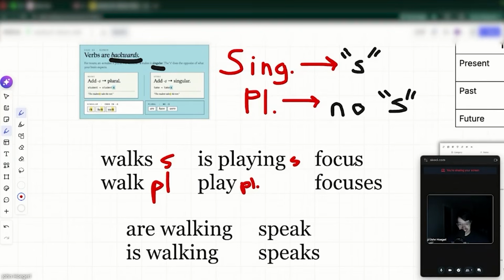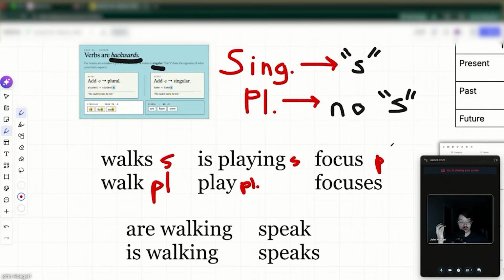You've got to keep in mind that there are exceptions to this rule. I'm saying a very simplistic way of looking at grammar. There aren't a huge amount of exceptions, but there are exceptions. So for example, focus: you have an S already at the end of the word. So this would just end up being the plural one. And if you added ES to the end, it would now become the singular one. So keep that in mind. If it already has an S, you have to make it ES rather than just regular S.